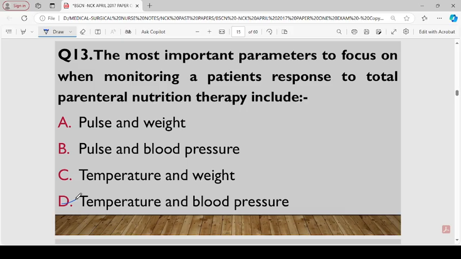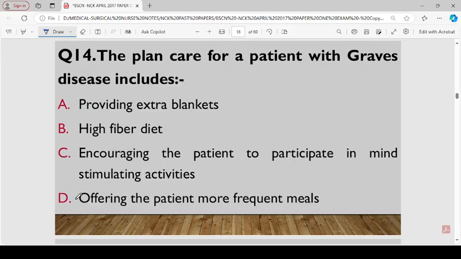Plan care for a patient with Graves' disease. Graves' disease is a hyperthyroid condition. The best one for us is D. Providing extra blankets, remember these guys are heat intolerant, right? So you don't need to do that. High fiber, patients already have diarrhea because of the super active GI. Encouraging the patient to participate in mind stimulating activities, patients are already restless, anxious, and irritable, so you don't need to do that.